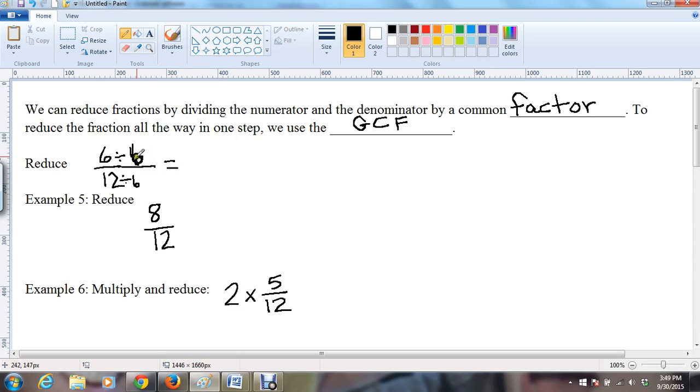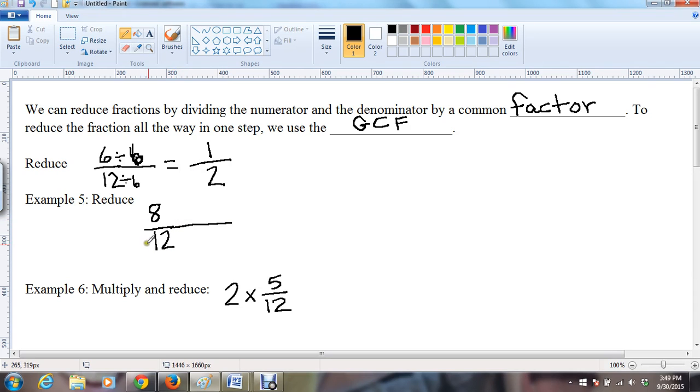Okay, so 6 divided by 6 is 1, and 12 divided by 6 is 2. So I end up with 1/2. 6/12 equals 1/2. So to reduce a fraction without needing to use your circles or manipulatives of any kind, all you have to do is find a factor that is shared between the top and the bottom. Now, if you don't choose the greatest common factor, it's okay. It'll just take you more than one step to get it all the way down to the most reduced form.